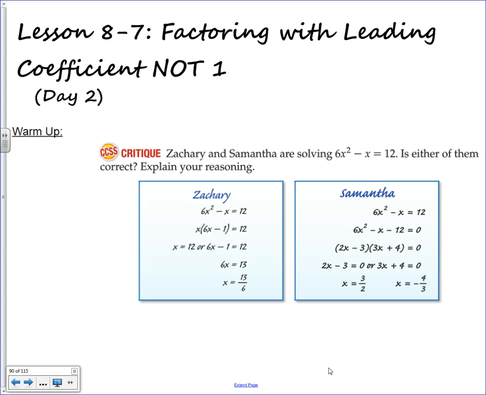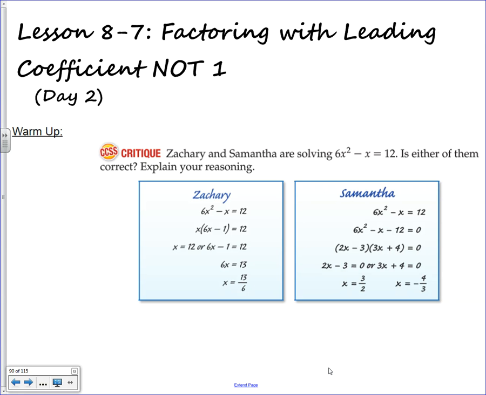We have Zach and Samantha, and they are solving that equation. Is either of them correct? Well, I hope that you realize that this is a squared term for my variable. I have an x squared and I have an x. They cannot be combined, and normally when we solve, we try and isolate the variable. So I can't isolate because I don't know which one to isolate. So this is where we've got to set them equal to 0, and we've got to solve.